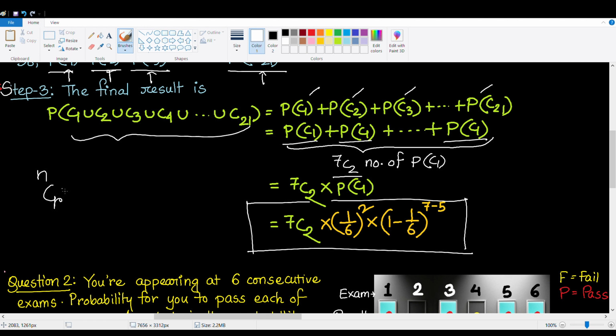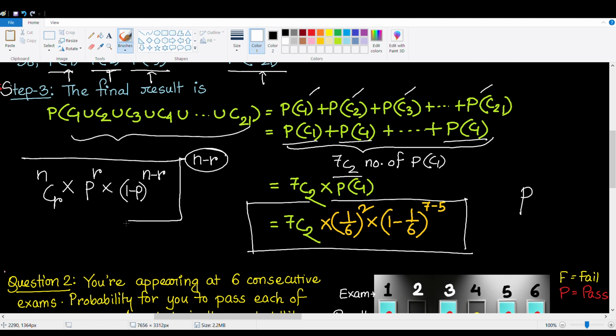Now let the probability of success in a single experiment be p. Since you want exactly r experiments to be successful, the probability will have p to the power r, coming from the r successful experiments. Then the number of unsuccessful experiments would be n minus r, right? Therefore, the probability of being unsuccessful in a single experiment is 1 minus p, and it has to happen n minus r times, so the power would be raised to n minus r. So this is actually the formula.